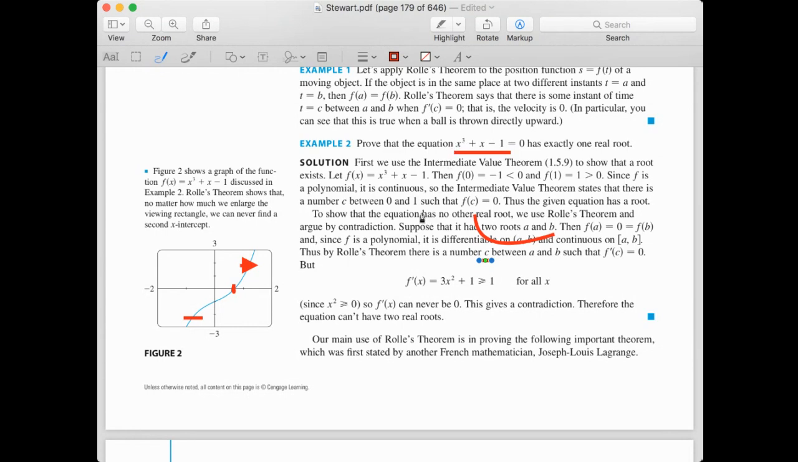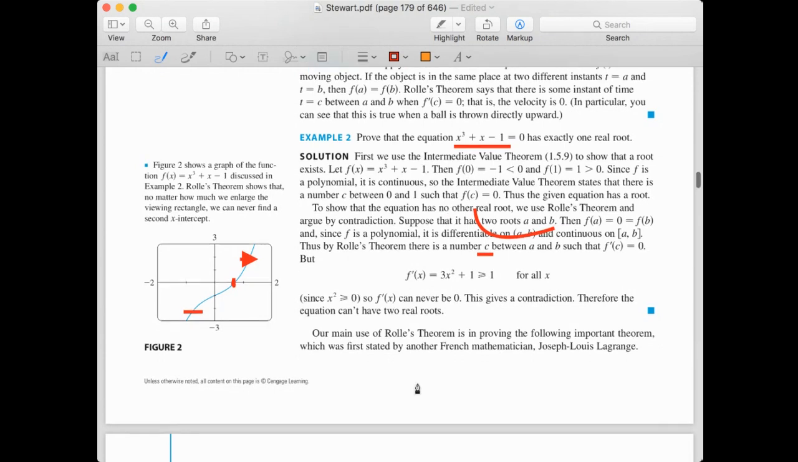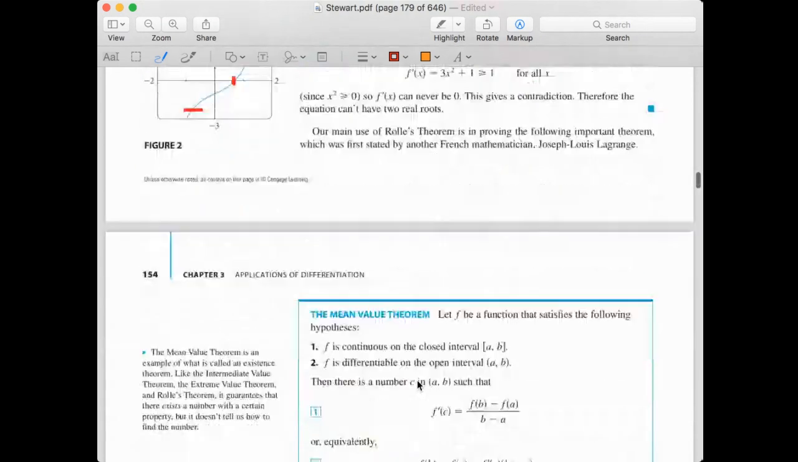Maximally, it can have 2 roots. So it can have 2 roots at maximum. But here we want to show that when we set the function value equal to 0, it has exactly 1 real root. So by the intermediate value theorem, we prove that there must be roots. But then we use Rolle's theorem, there can only be 1 root. All right, that's how we use it in applications for Rolle's theorem.